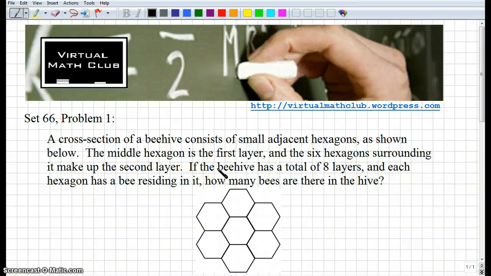Alright, here we have a cross-section of a beehive that consists of a bunch of small adjacent hexagons. The middle hexagon we're going to call the first layer, and the 6 hexagons surrounding it we'll call the second layer. And the question asks, if a beehive has a total of 8 layers and each hexagon has a bee residing in it, how many bees are there in the hive?